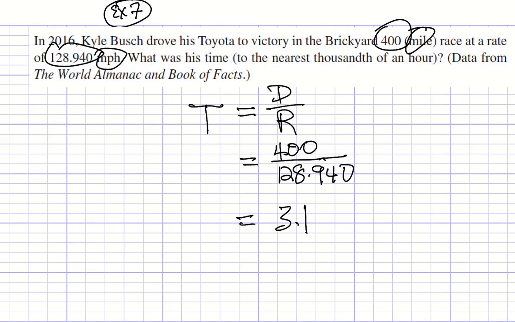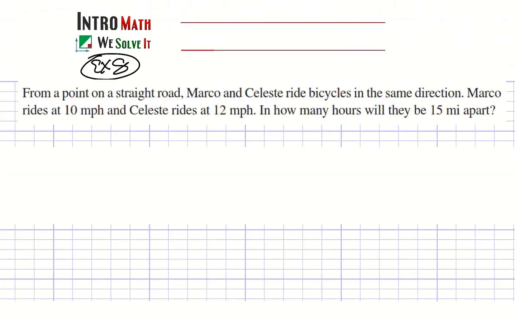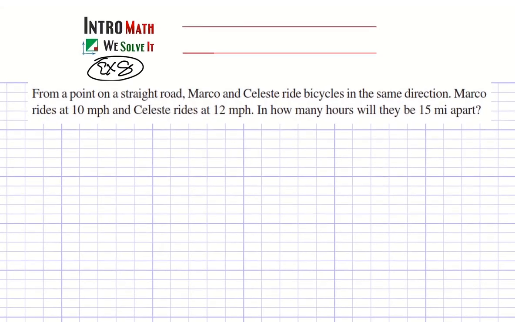3.1. This is time, hours. Well, they said to the nearest 1,000? So it will be 3.102. Okay, because I tried to cut it off, but since they say nearest 1,000, you need it like that. So we'll move on to the next one. We'll knock out as many of them as possible, man.